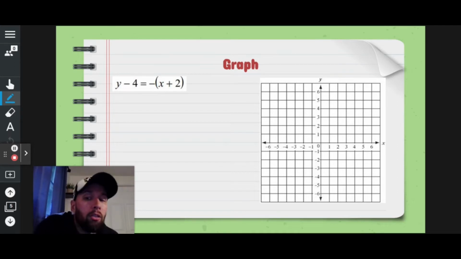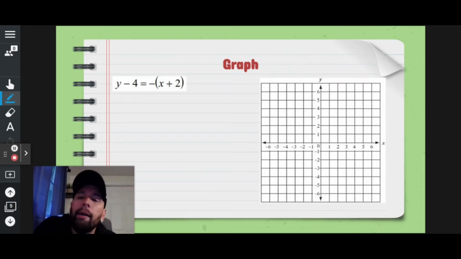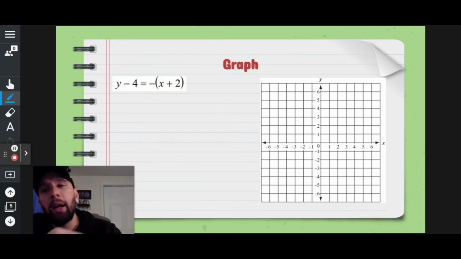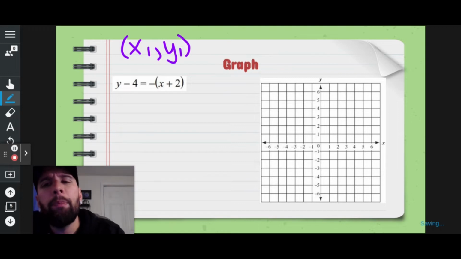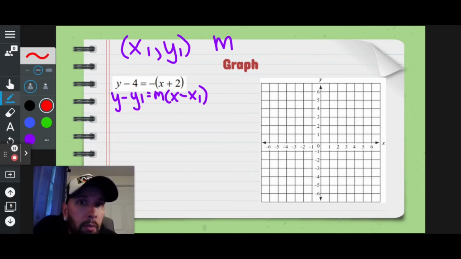Graphing in point-slope form. So this is what I am going to do. I am going to use the concept of point-slope form. We haven't looked at point-slope form yet in this video, so let's write it out. Point-slope form says if I have a point x sub 1, y sub 1, just any point on the line, and I have a slope m, point-slope form is going to be y minus y sub 1 equals m times the quantity x minus x sub 1. That is point-slope form. Okay?